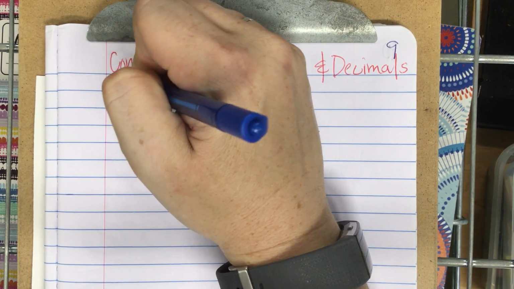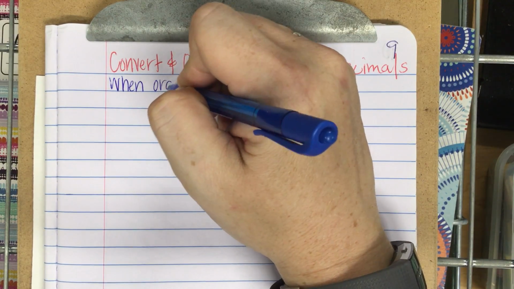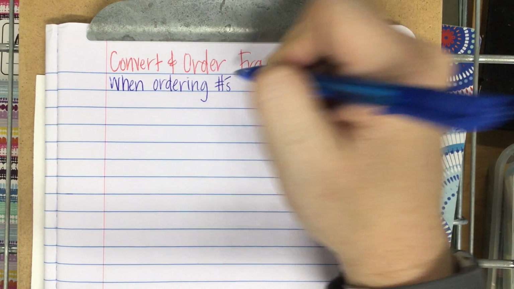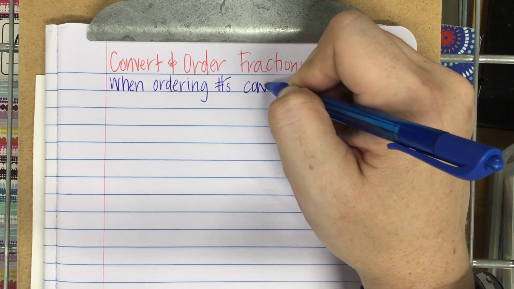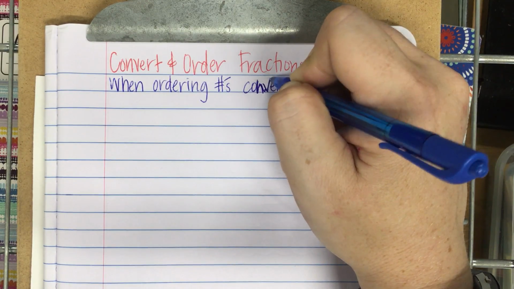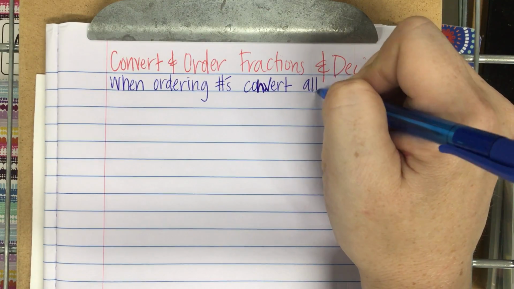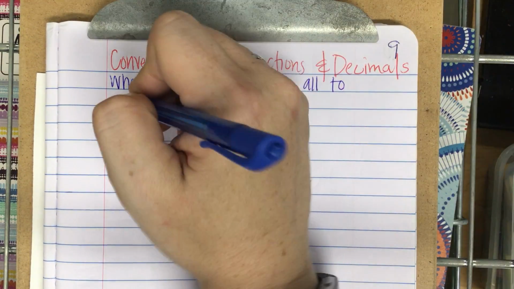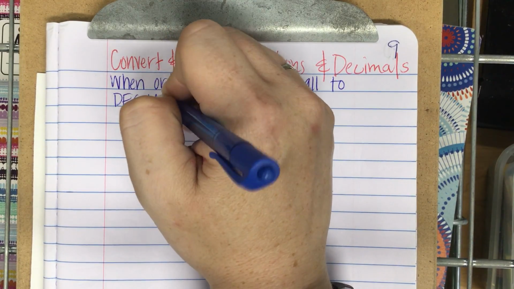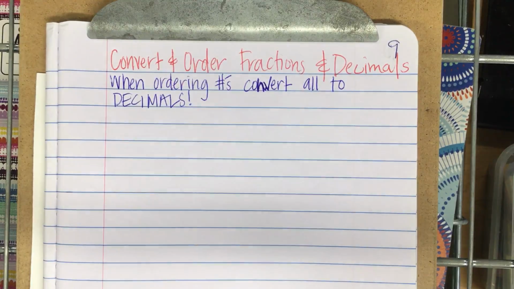We're going to say when ordering numbers, convert. What does convert mean? To change. Change, good. Convert all to decimals. When you are ordering numbers, you need to convert everything to a decimal. Everything should be a decimal.